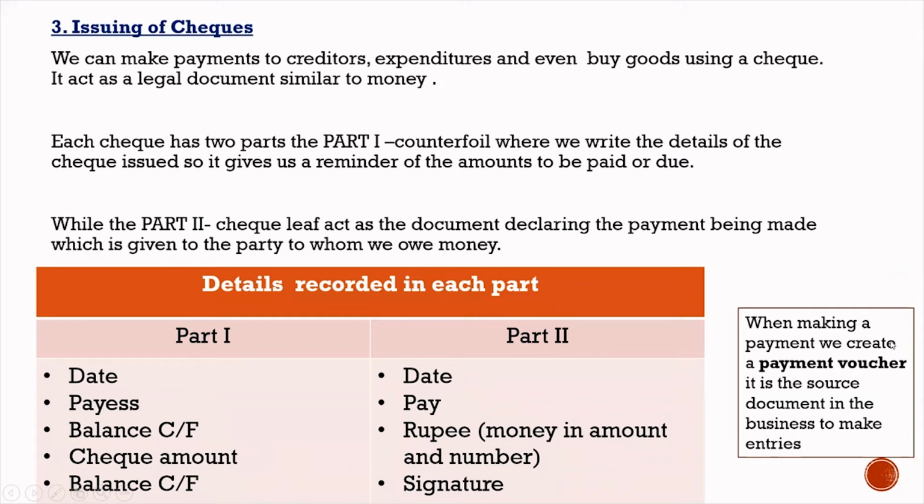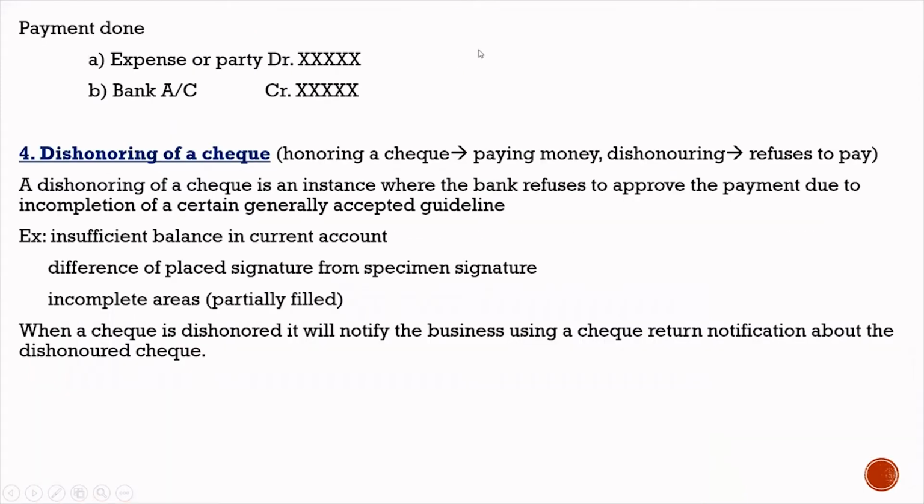So when making a payment, we create a payment voucher. It is the source document in the business to make entries. So when a payment is done, this is how the double entry is recorded. The particular expense or the party to whom we paid will be debited and the bank account will be credited. As I said before, this is an asset account.